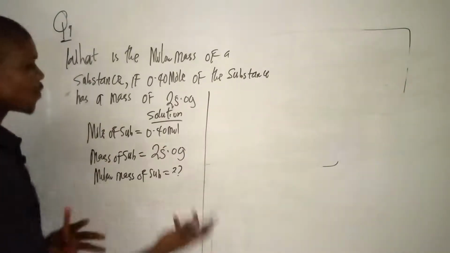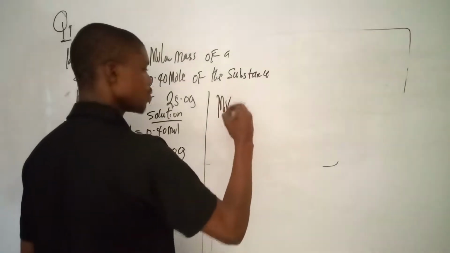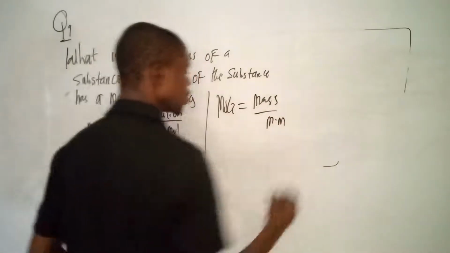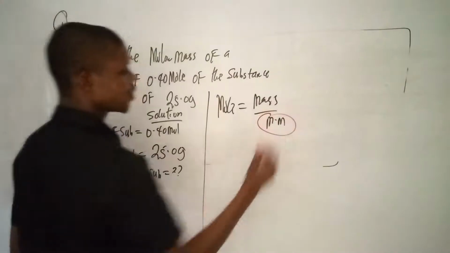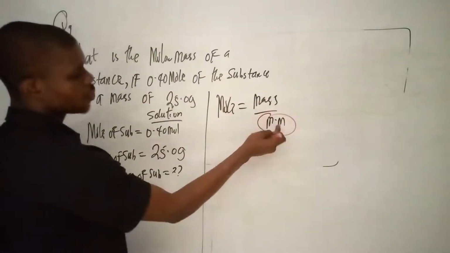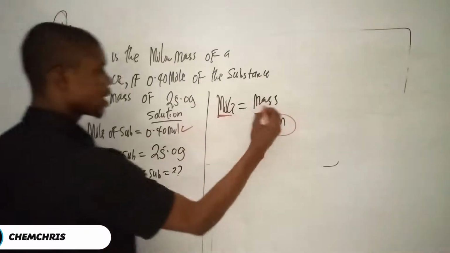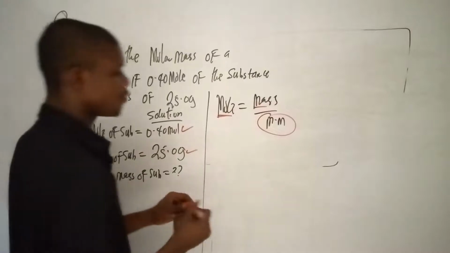So which formula are we going to use? Remember the first one: mole equals mass over molar mass. Of course, this is what we are going to use. Now they are asking us to look for the molar mass. Because we are being given the mole and we are being given the mass, we make the molar mass the subject of the formula.